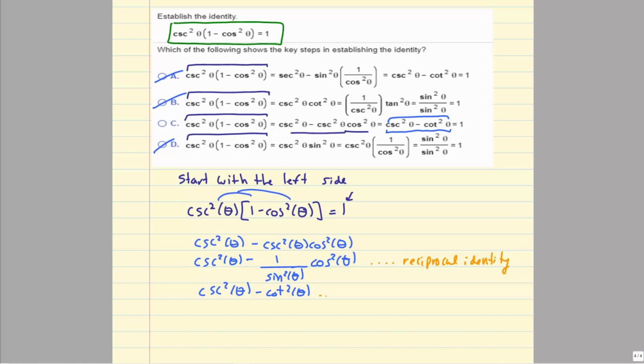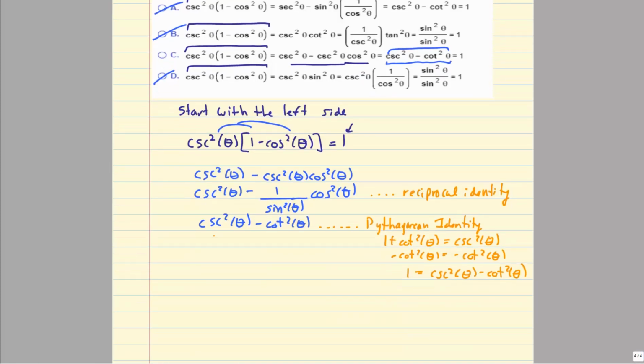And now somehow I have to get this to a 1. Well, let's recall our Pythagorean identities. The one that I'm thinking of is 1 plus cotangent squared of theta equals cosecant squared of theta. Now this doesn't quite match that, but you can tell it's pretty close. If I could move this cotangent squared over, I would end up with 1 equals cosecant squared of theta minus cotangent squared of theta. And so again, it's important to always show what you're doing here. This would equal 1 because of this Pythagorean identity. So this has been established. So this is equal to a 1, which is what I wanted this right-hand side to turn into. So the identity has been established.